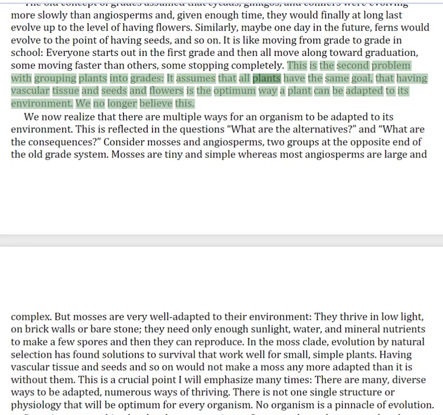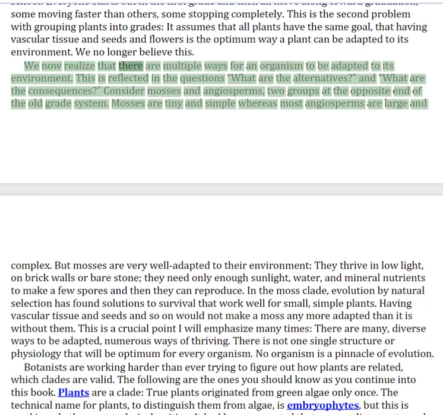It assumes that all plants have the same goal, that having vascular tissue and seeds and flowers is the optimum way a plant can be adapted to its environment. We no longer believe this. We now realize that there are multiple ways for an organism to be adapted to its environment. This is reflected in the questions: what are the alternatives, and what are the consequences?